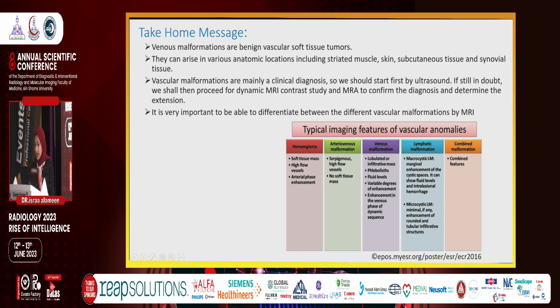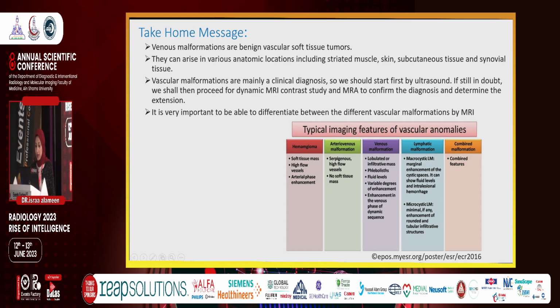So, our take-home message. Venous malformations are benign vascular soft tissue tumors. They can arise in various anatomic locations, as we have seen in our case: striated muscle, skin, subcutaneous tissue, and synovial tissue. Vascular malformations are mainly a clinical diagnosis, so we should first start by ultrasound. If we are still in doubt, we will then proceed to a dynamic MRI contrast study and MRA to confirm our diagnosis and sometimes to determine the extension of the lesion.